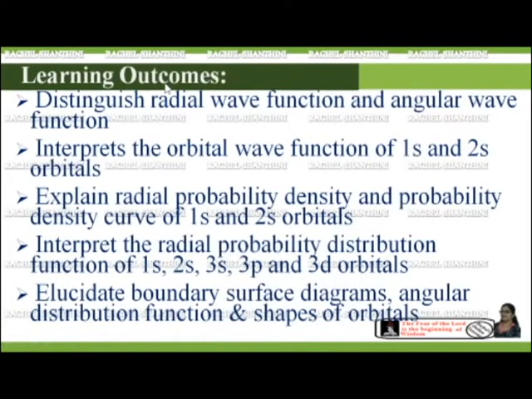Learning outcomes. Students, at the end of this session, you will be able to distinguish radial wave function and angular wave function, interpret the orbital wave function of 1s and 2s orbitals, explain radial probability density and probability density curve of 1s and 2s orbitals, interpret the radial probability distribution function of 1s, 2s, 3s, 3p, and 3d orbitals, and finally elucidate boundary surface diagrams, angular distribution function, and shapes of orbitals.